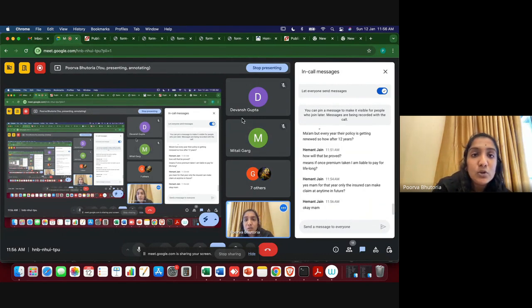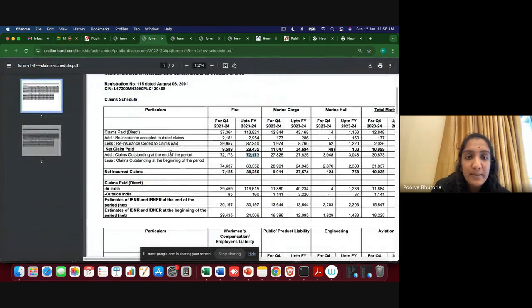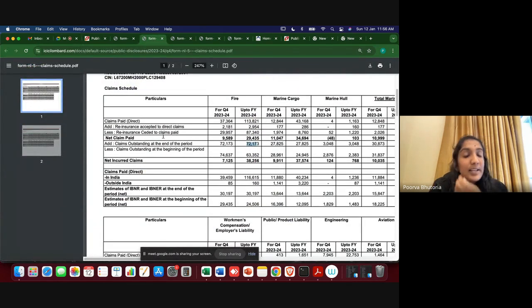Okay. So going back to the NL, claims paid direct, claims paid for RI acceptance business, less claims paid, basically the recoveries we'll make from reinsurance, is net claims paid. Next is claims outstanding at the end of period. We are adding it because these are additional liabilities that have not been paid so far.